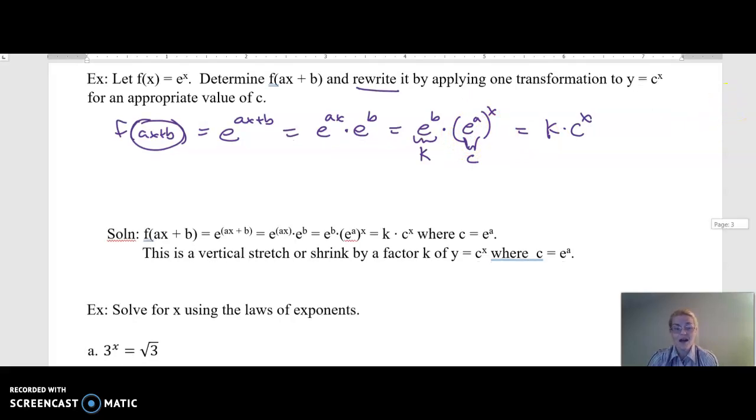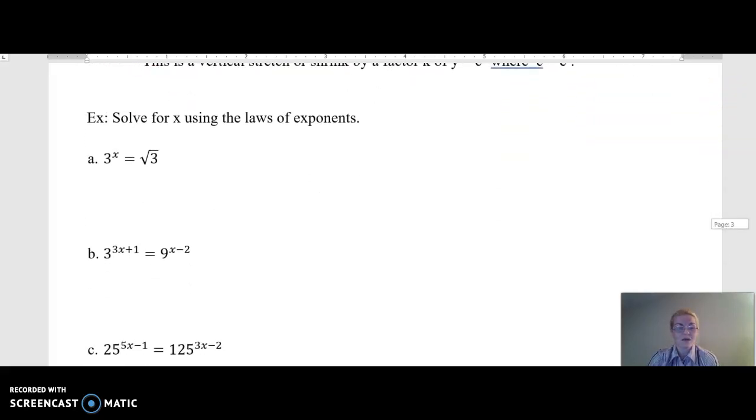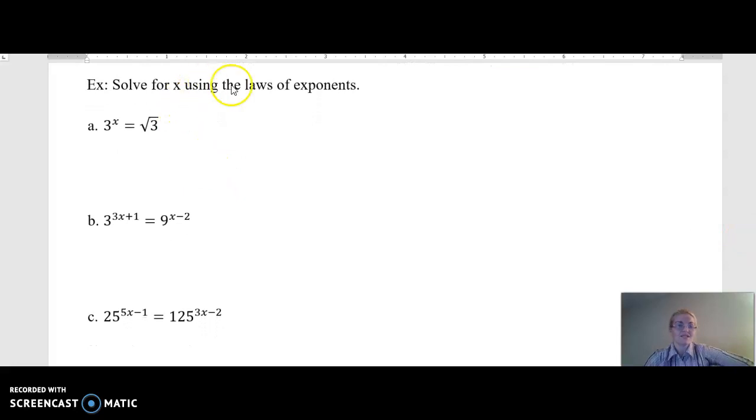Okay. So in the last couple minutes here, practice using the laws of exponents. See what you remember and solve for x, right? 3 to the x equals the square root of 3. How do we solve that? Well, the square root of 3 is 3 to the 1/2. Same base, exponent equals exponent. x must equal 1/2.